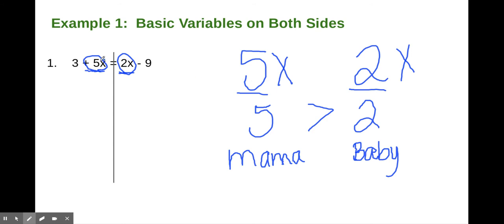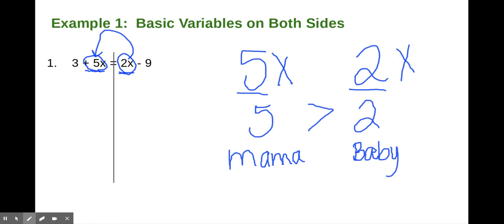So in order to combine my variable terms on opposite sides of this equal sign, I need to take my baby bear over to the mama bear. Anytime you cross the equal sign, you always have to take the opposite of that number that you're taking over the equal sign, over the line. Okay, so what is the opposite of a positive 2x?